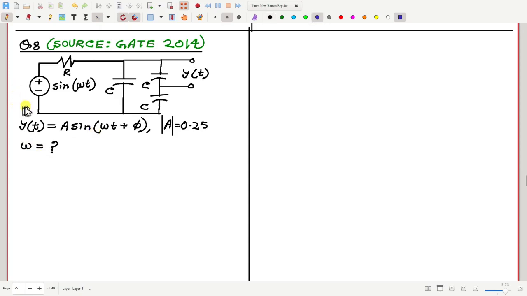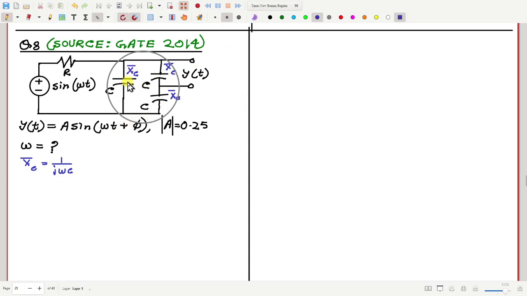Suppose the impedance of this capacitor is Xc, then this is also Xc, this is also Xc, and these are basically complex numbers. Xc will be equal to 1 over j omega C. Omega is unknown. Now consider these two branches together in parallel. What is the equivalent impedance of these two branches?